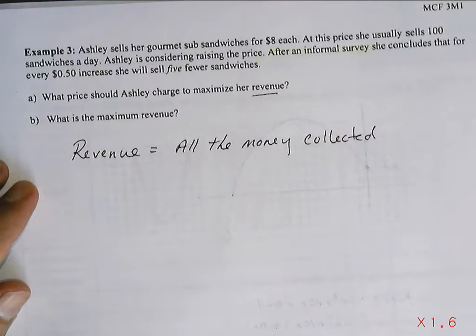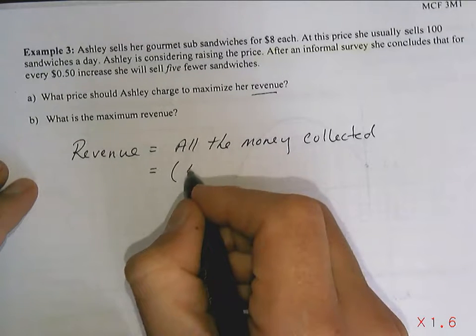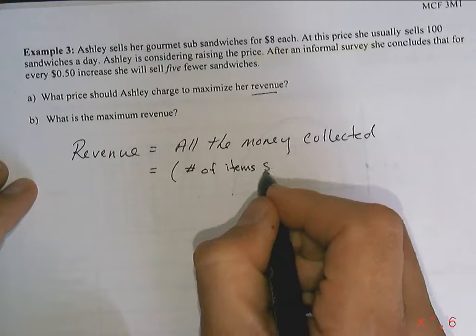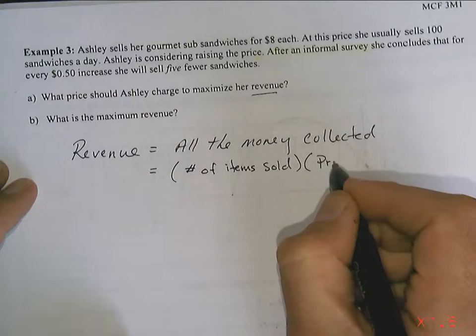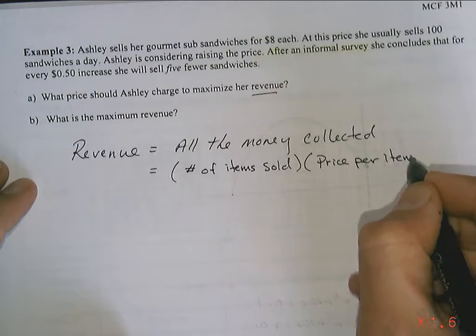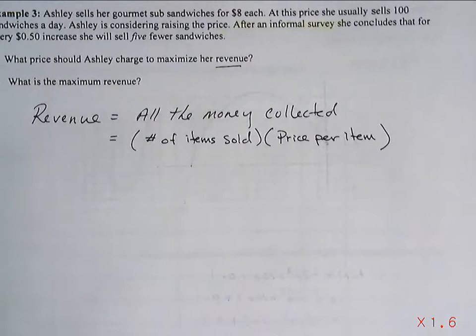Now, in this case, what's going to determine all the money collected? It's going to depend on how many subs she sells, times the price per sub. So it's going to be the number of items sold times the price per item. Does that make sense to everyone? Yes. Okay. Now we've got to be careful here.